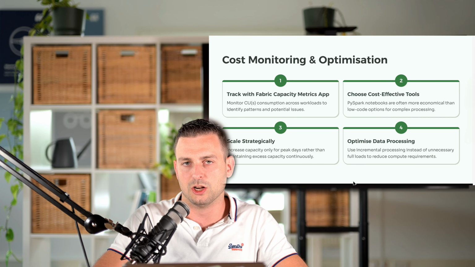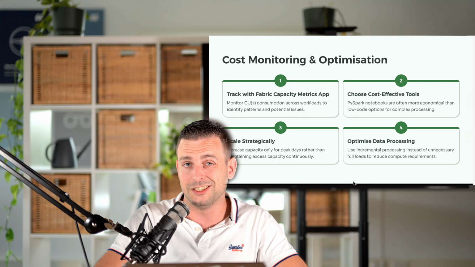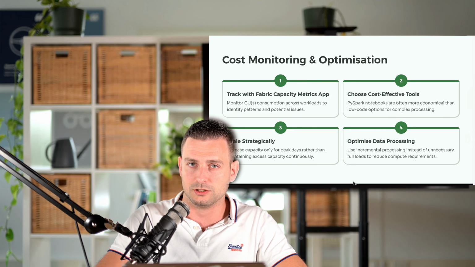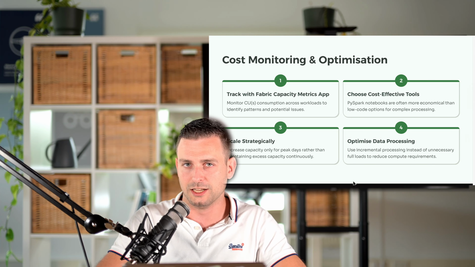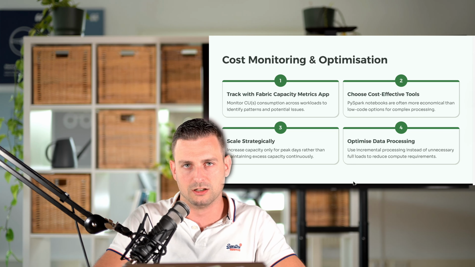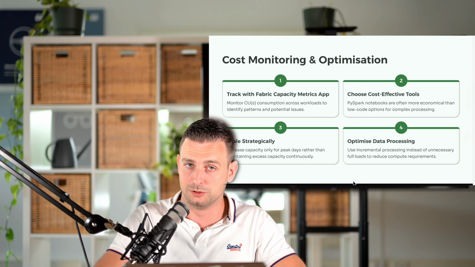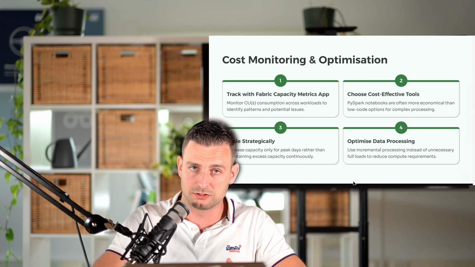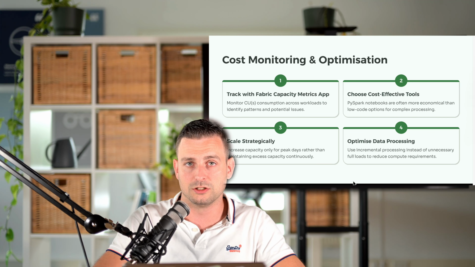But the third optimization that you can do here is to strategically scale up. If, for example, your Mondays are very busy or the first 3 days of the month are very busy, then you could allocate more resources for those days. You can find those busy days using the Capacity Metrics app. So again, start monitoring your actual usage so that you can improve on it.